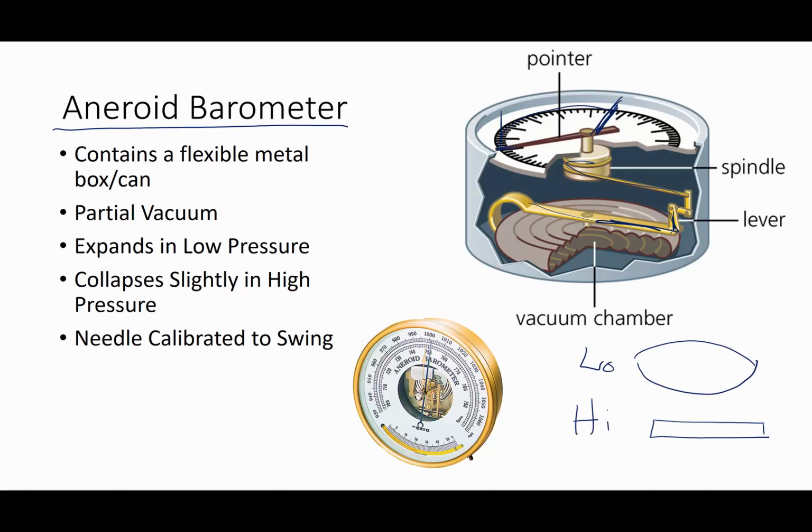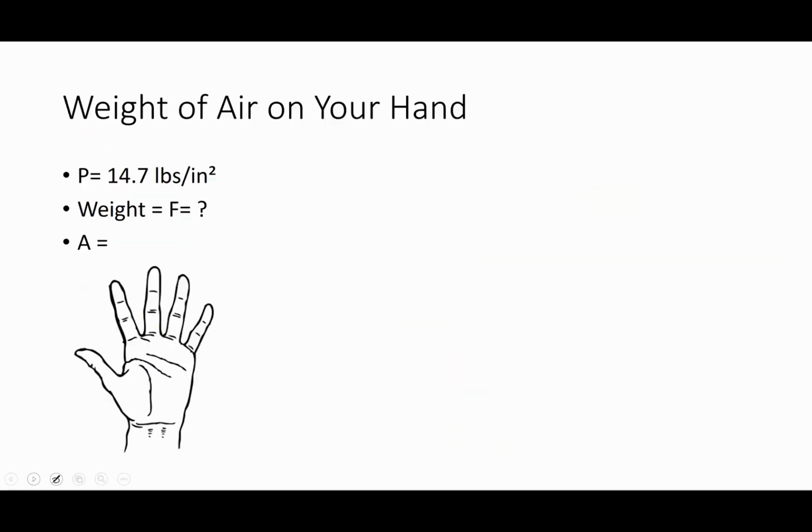So this is a very safe kind of barometer and relatively inexpensive. If you want one in your home, you can buy them at most superstores for under 20 bucks, and they're pretty nifty. We're going to do a simple pressure calculation right now.